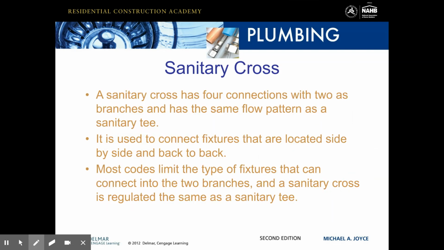A sanitary cross has 4 connections with 2 as branches and has the same flow pattern as a sanitary tee. It is used to connect fixtures that are located side by side and back to back. Most codes limit the type of fixtures that can connect into the two branches, and a sanitary cross is regulated the same way as a sanitary T.